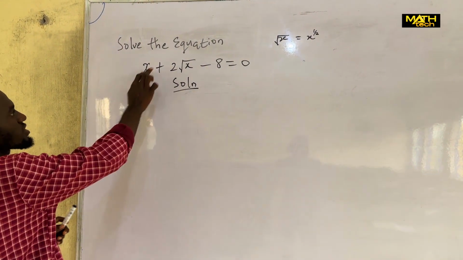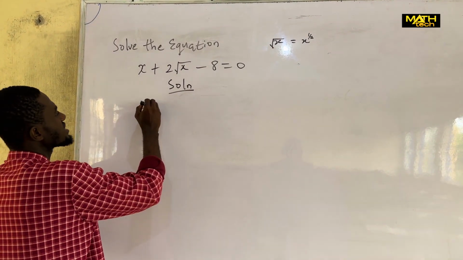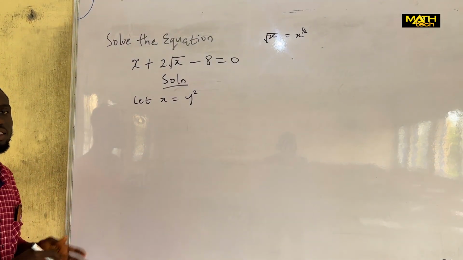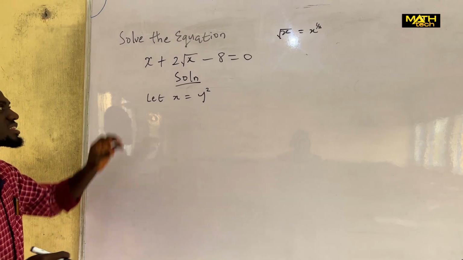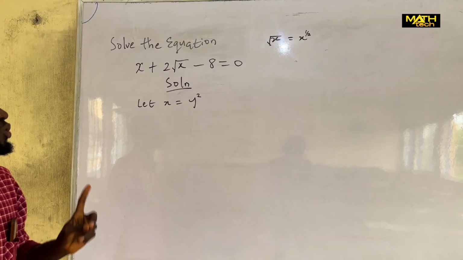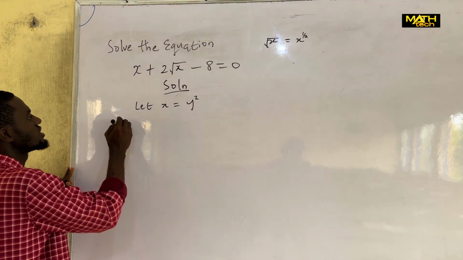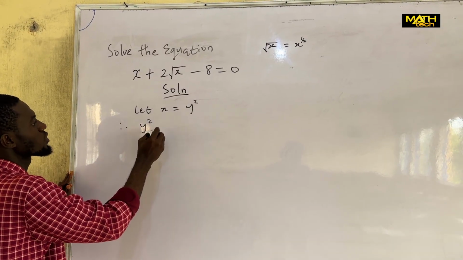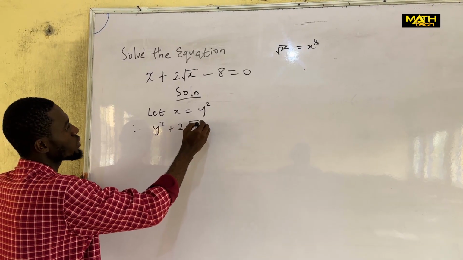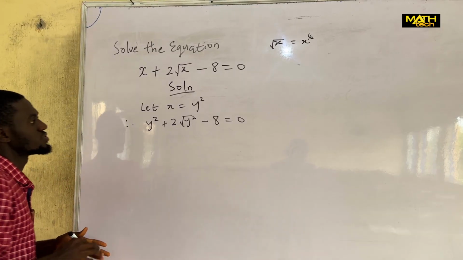So now we say x plus 2 square root of x minus 8 is equal to 0. The first thing we do, we say let x be equal to y squared. Let x be equal to y squared. We are not transforming this given equation to be a strict quadratic equation; we are saying let x be equal to what? Y squared. So therefore in place of x we'll put y squared plus 2 square root of y squared minus 8 equal to 0.